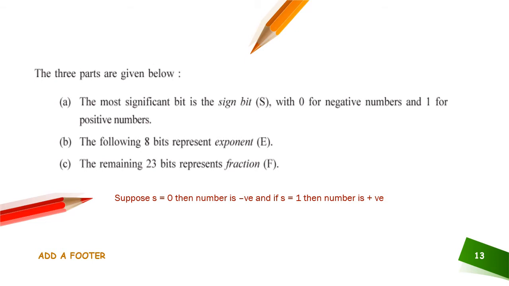The three parts are given below. Let's go in detail. The most significant bit is the sign bit, with 0 for negative, 1 for positive. The following 8 bits represent the exponent, and the remaining 23 bits represent the fraction. Suppose s is equal to 0, then the number is negative. If s is equal to 1, the number is positive.